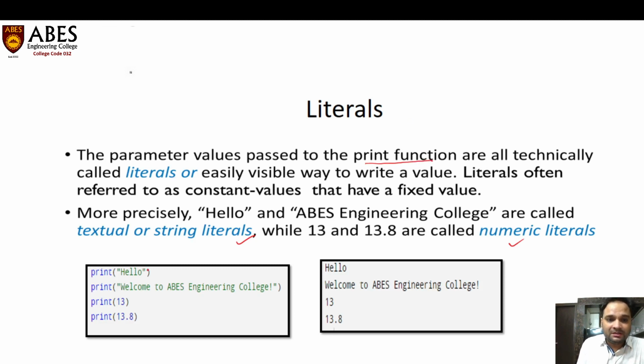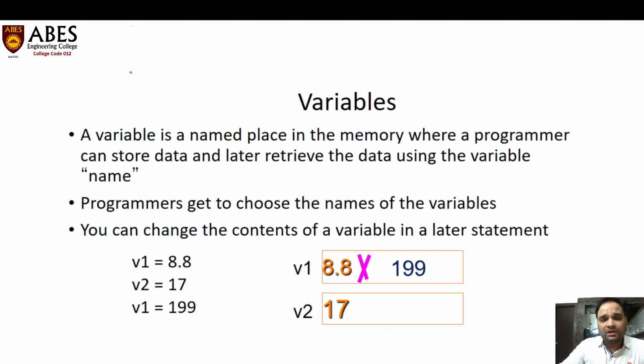So in this example, when we pass hello, this is a string, so this is called a string literal. And when we pass a number like 13 or 13.8, these are integer values and float values, so technically these are called numeric literals. So there are string literals, numeric literals, booleans, and so on. Different types of literals are found in Python programming.